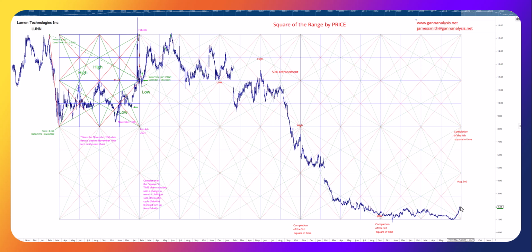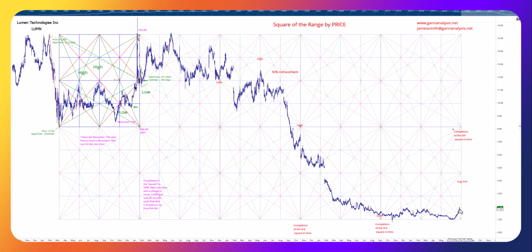Well, given the rally that's taken place in the last week or so, it might be at least a temporary high. So the fifth square, let's change that. This is actually the fifth square. Completion of the fifth square in time is important because something's going to happen.